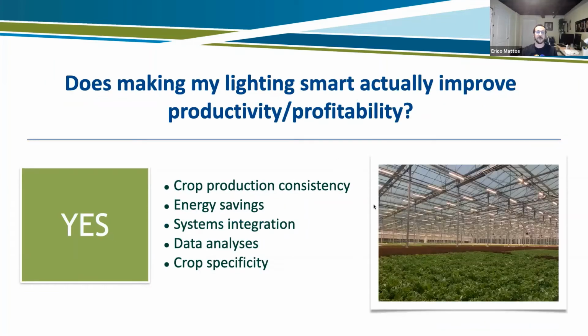Next slide, next myth. Does making my LED lighting smart actually improve productivity and profitability? This is an absolutely yes. Lighting controls and sensing technology are evolving really fast. We have a lot of systems available, from home growers to totally automated production facilities, multi-acre facilities. A few examples here. If you want to achieve crop production consistency, which I think everybody wants, you have to ensure consistent lighting conditions.